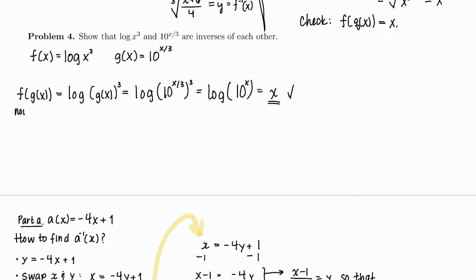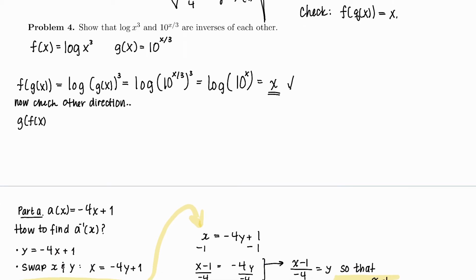Now we need to check the other direction. So g of f of x. So this is going to be 10 to the f of x over 3, which is 10 to the log of x cubed over 3. Okay, so I know that log of x cubed can be written as 3 times log of x. And then the 3's cancel out, so I get 10 to the log of x. And using our logarithm rules, and that log without a base is assumed to be base 10, I get x.